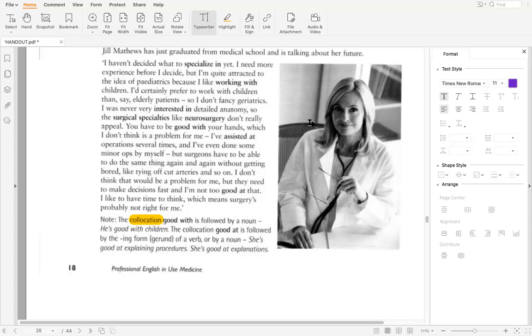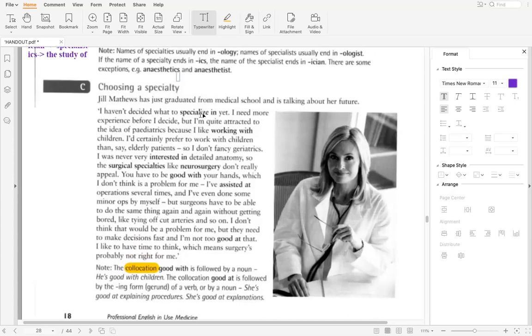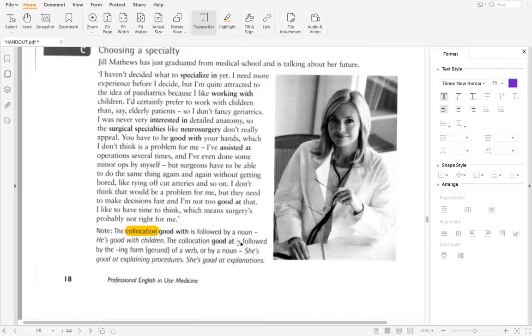So in this part, the collocations are specialized in, working with, interested in, surgical specialties, neurosurgery, good with, assisted at, good at. These are called collocations. I've said that a collocation is a verb and a preposition, and it can be two words that always come together. All right?